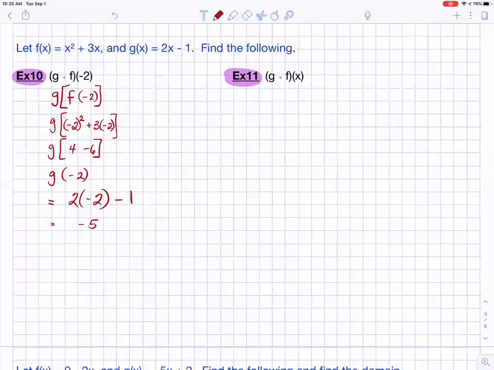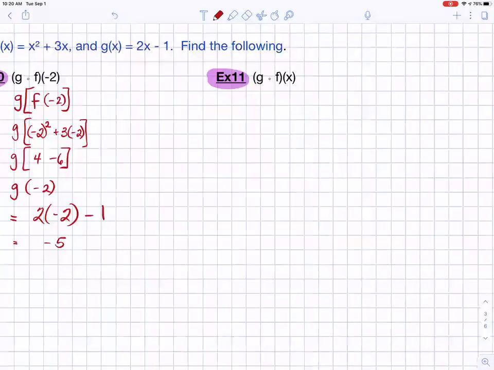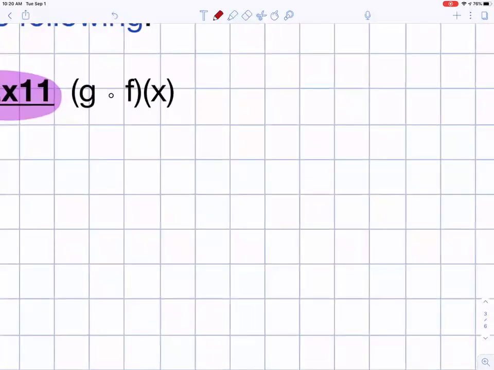Let's do the exact same question, only instead of having a number to plug in, let's leave the x to be plugged in. So this time around, it's the exact same thing, only I don't have a number. What's the better way to write number 11? Yep. So g of f of x.